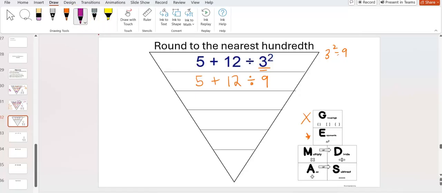Okay. I do not have any more exponents, so we're going to go on to multiplication or division, and in this case, we have division. So we're going to go ahead and do 5 plus 12 divided by 9. That doesn't go in evenly, so I'm going to have to do some long division to get my answer. Okay, 9 does not go into 1, but it does go into 12 one time.